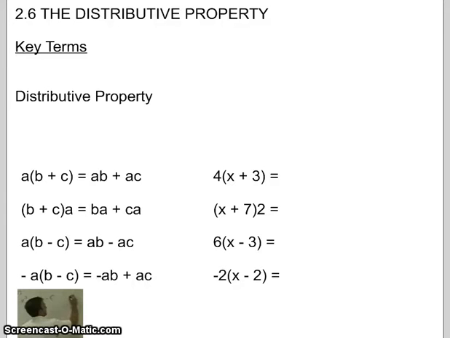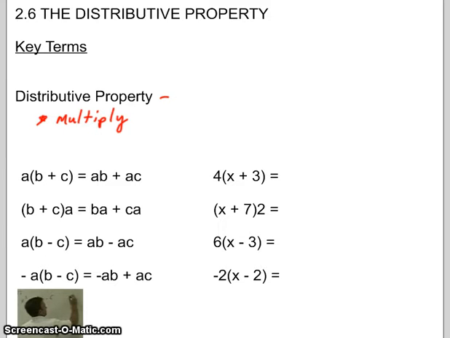Okay, in section 2.6, we're going to talk about the distributive property. With the distributive property, we kind of multiply. Distributive property is multiplication. What we're going to do is multiply between more than one term. We're going to multiply the same number through one term. I have some examples for you to start out with so you can understand what it is, and you're going to use the distributive property throughout most of the course.